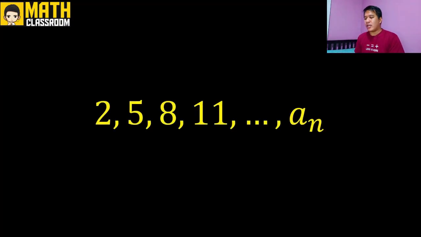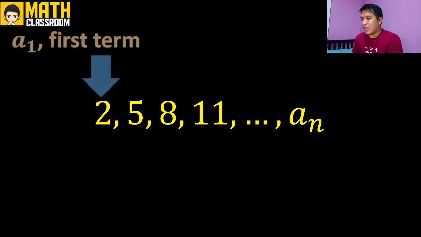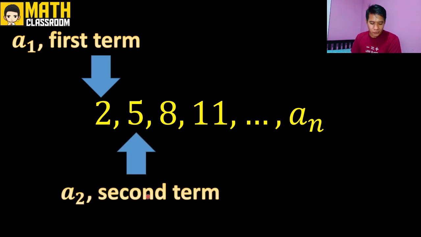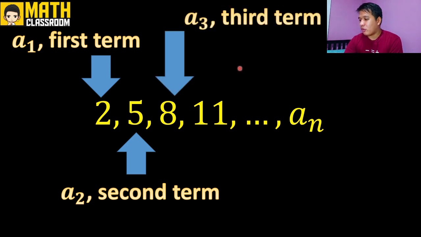So, for instance, we have the sequence 2, 5, 8, 11, up to a sub n. So, let's be familiar with the terms used in sequences. So, our first term, in words, and in symbol, that's a sub 1, is 2. Okay? Our second term is 5 or a sub 2. Our third term or a sub 3 is equal to 8 and so on. And our fourth term actually here is 11 and so on.